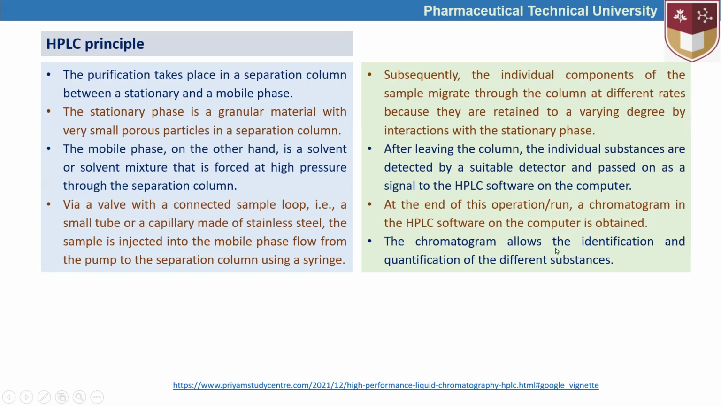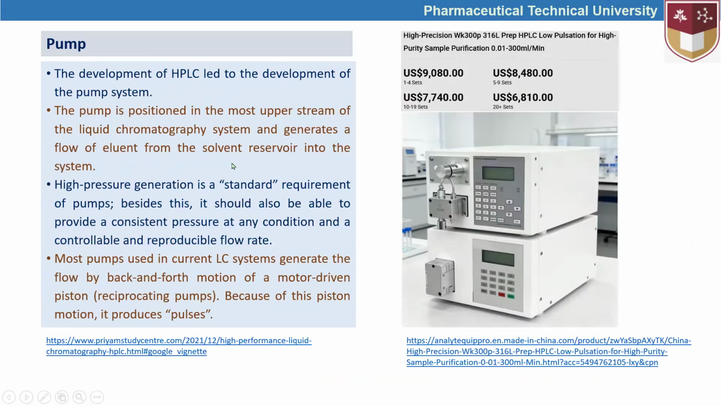The chromatogram allows the identification and quantification of the different compounds. In the chromatograms, we can find out the retention time. So based on the retention time, we can suggest the compound compared to the standard compounds. And based on the peaks, we can quantify the identified compound.